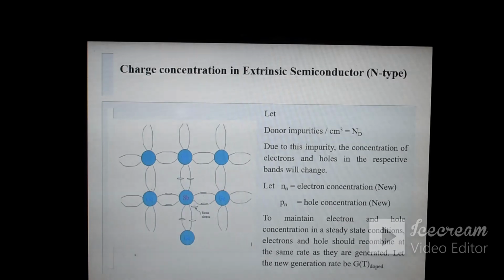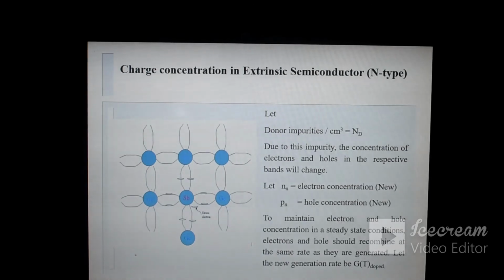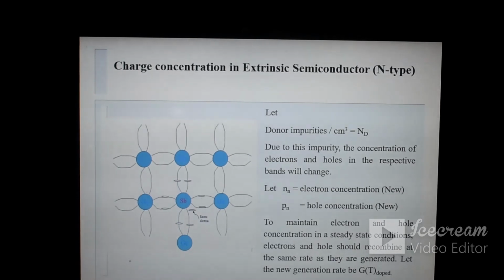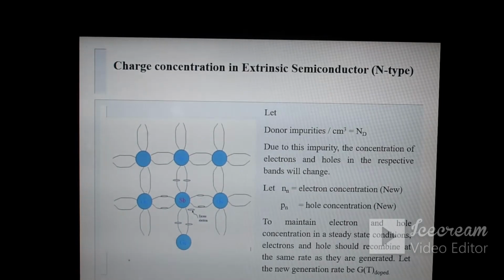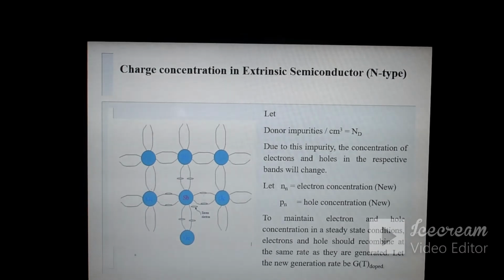Now suppose we dope it with donor impurities. Let donor impurities per centimeter cube equal to Nd. Due to donor impurities, the semiconductor will become N-type material, N-type semiconductor. As a result, the concentration of electrons and holes in the respective bands will change due to doping. Let nn be the electron concentration, new due to doping, and pn the hole concentration, new due to doping.